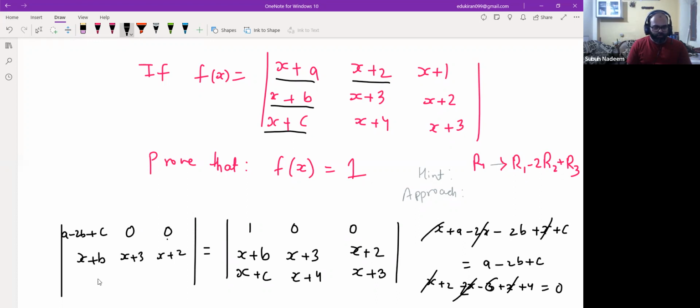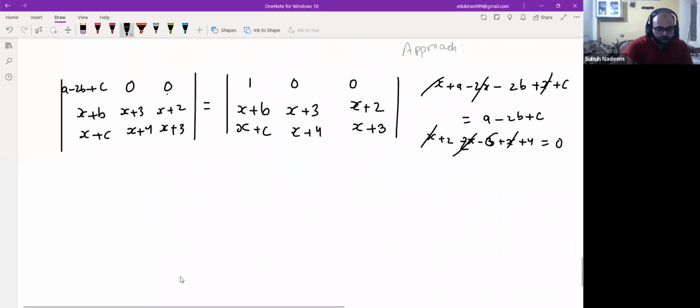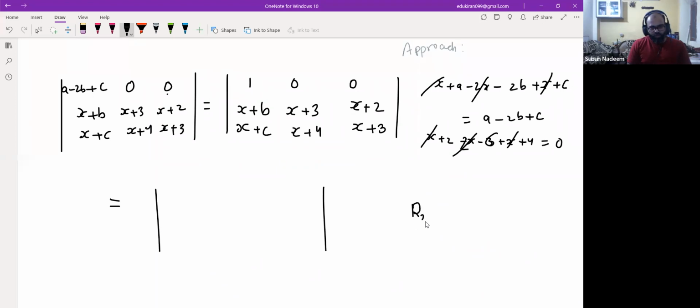And then the next step is to calculate this determinant. So don't start expanding as such, because if you start expanding, it will be very lengthy to calculate. So do one more thing. Now you take R2 as R2 minus R3. So this will become the same. This will become b minus c. The x's will cancel. This will become minus 1. This will become minus 1. This is x plus c. 4, x plus 4, x plus 3.